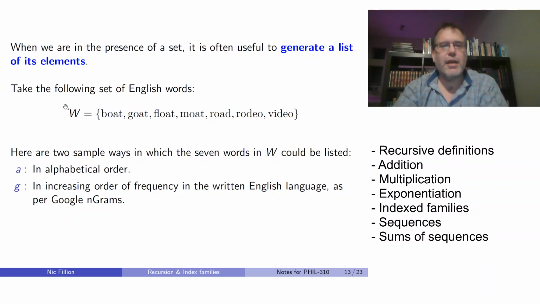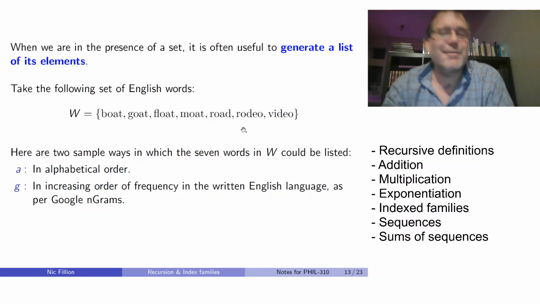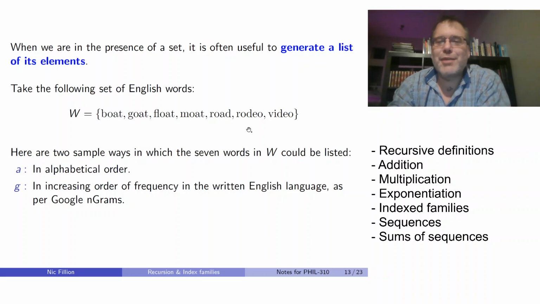Okay, so here I've taken a set W, which is words that are often used in English classes for foreign language speakers, EFL, in order to learn different sounds. And obviously, I must have failed that class, but I remember the list. Boat, goat, float, moat, road, rodeo, video. Anyway, that might have been a Brit person who was trying to teach me that. But anyway, here we have 7 words, and we might want to list them.